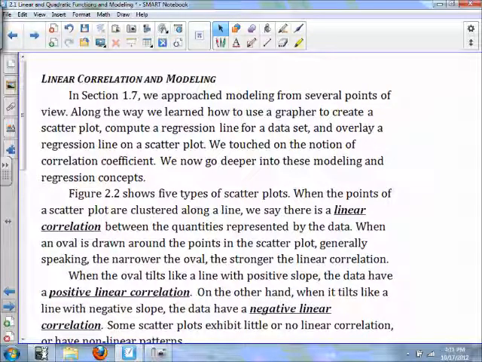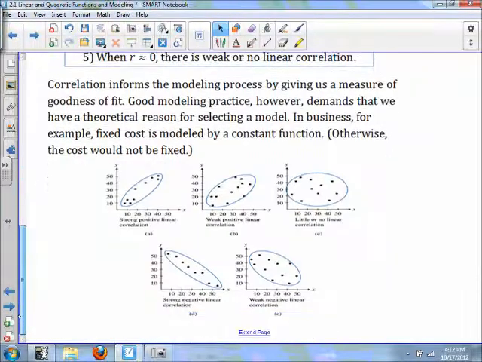Now, in section 1.7, we approach modeling from several points of view. Along the way, we learn how to use a grapher to create a scatter plot, compute a regression line for a data set, and overlay a regression line on the scatter plot. We touched on the notion of correlation coefficient. We're not going to go deeper into those ideas. Now, figure 2.2 shows 5 types of scatter plots. And you'll see these here.